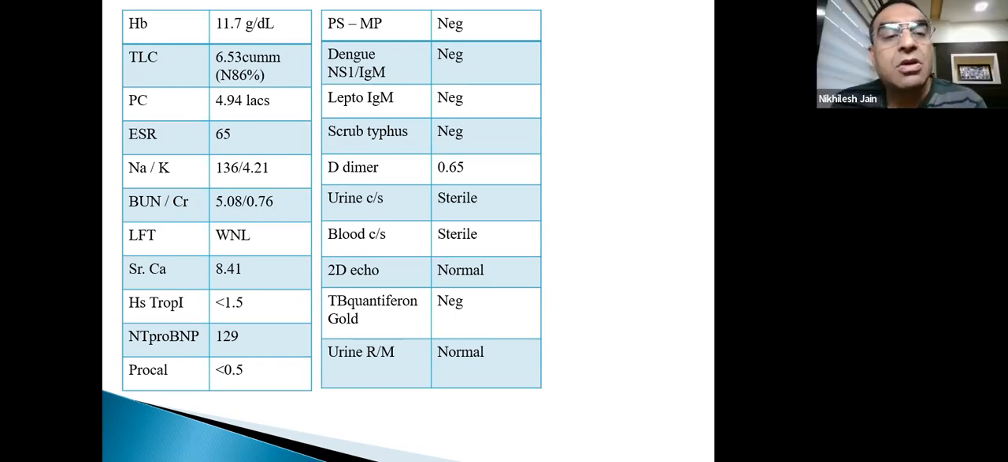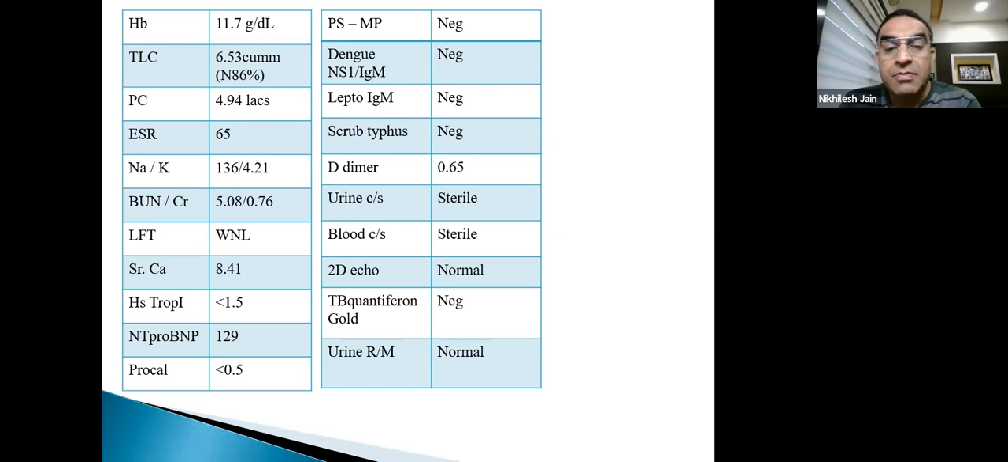In my opinion, when I go through the entire set of investigations, there are two or three outstanding features. One, total count is normal, even though you've got neutrophils of 86%. Then you've got an ESR of 65. You've got a normal echo and insignificant NT-proBNP along with an insignificant procal. And you've got a TB quantiferon gold, which is negative.